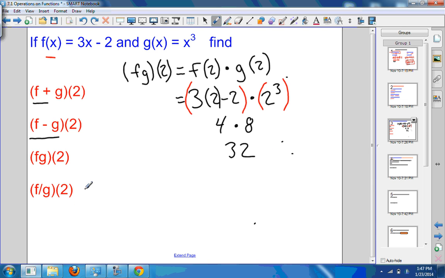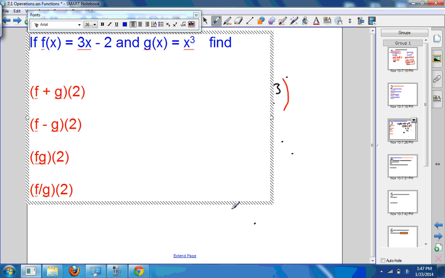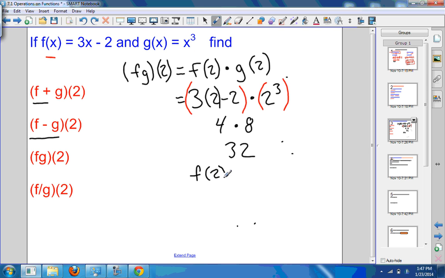We're going to end up with f of 2 divided by g of 2. I've already figured out a couple times that f of 2 is going to be 4 over g of 2, 8, which we could reduce down to 1/2. All right, so that is adding, subtracting, multiplying, and dividing functions.